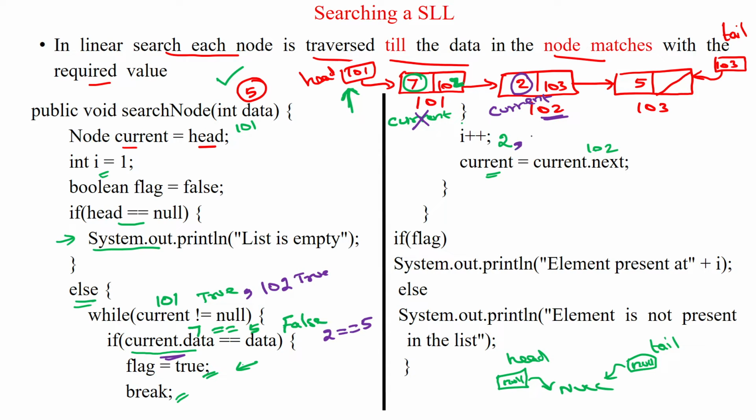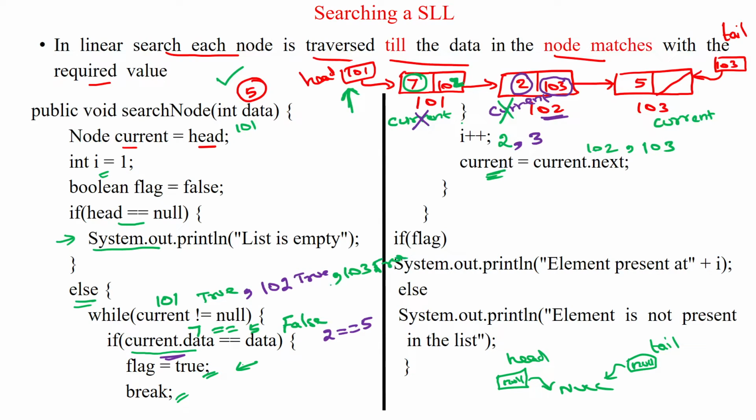Now I is incrementing to 3. Then now current is 102. Current dot next is 103. Now we are updating the current parameter value with 103. So now current is 103. Then again we are going back to the while loop. So in the third attempt, 103 not equal to null. Yes, 103 is not equal to null, which is true.